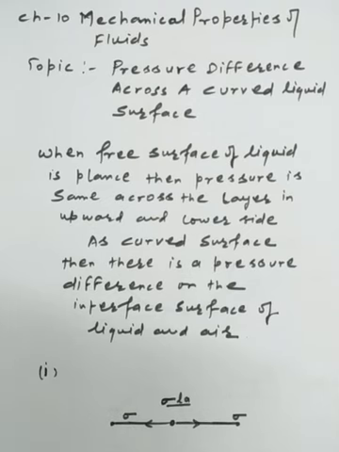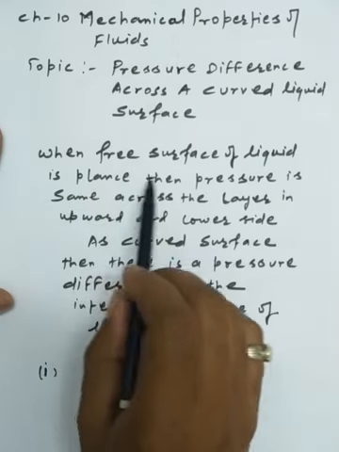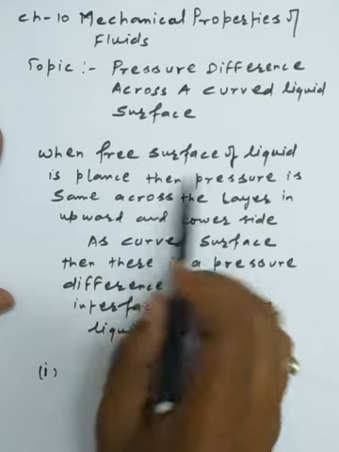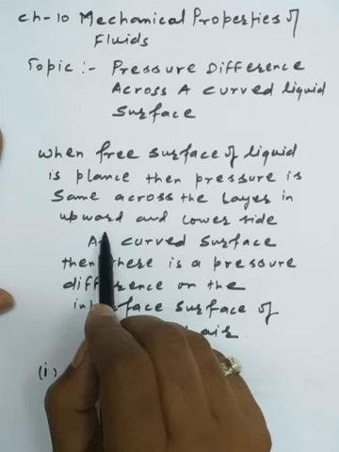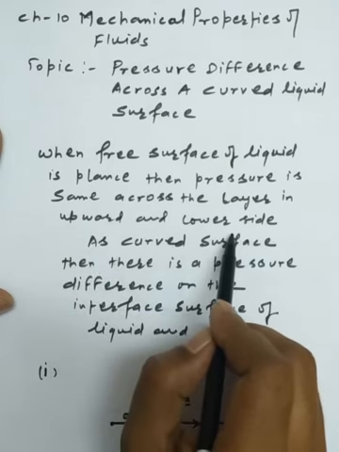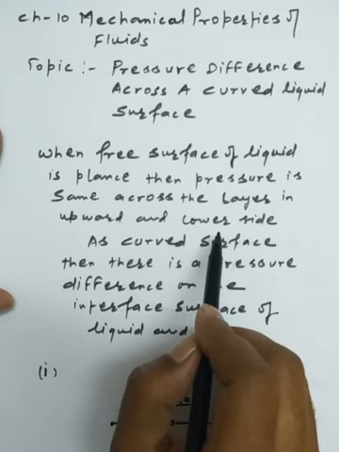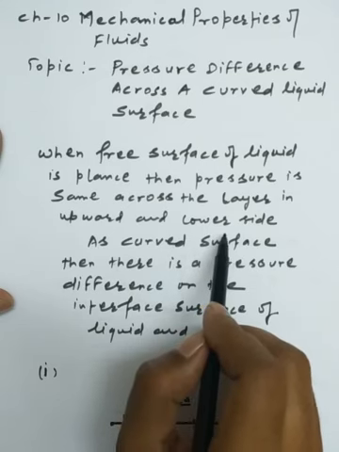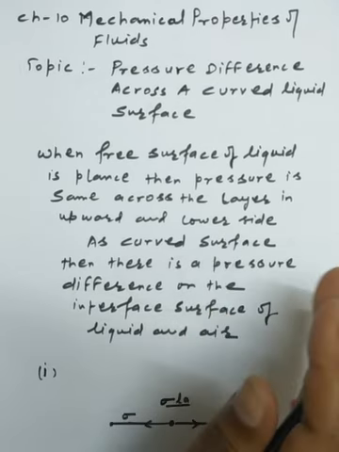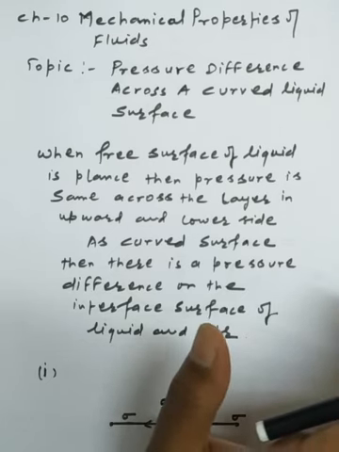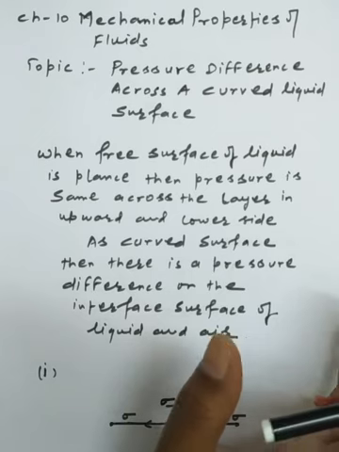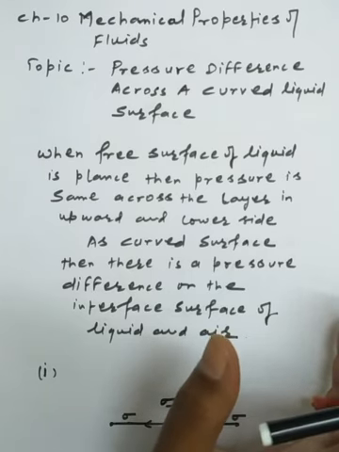So what is the mechanism when the free surface of the liquid is curved? We keep one fact in mind: when the free surface of a liquid is plane, the pressure is the same across the layers on the upper and lower side. We have considered the interface surface, where liquid and air are in contact. If it is plane, the basic assumption is that the angle of contact should be 90 degrees, and some combinations were given, such as a glass vessel with pure water, and a silver vessel.